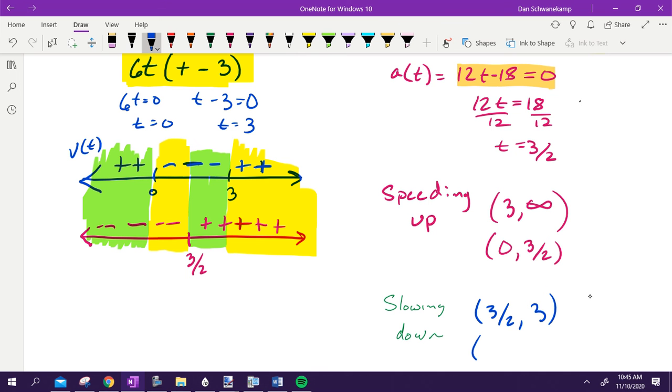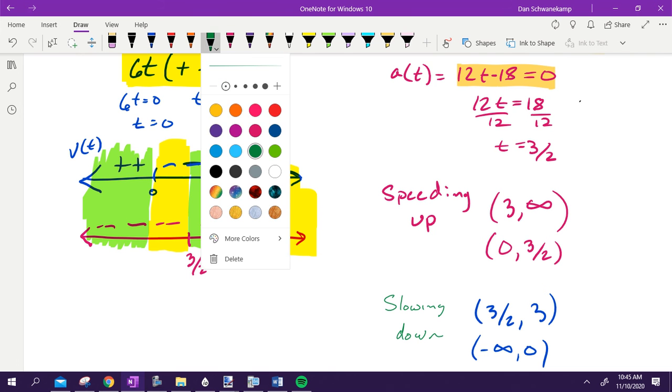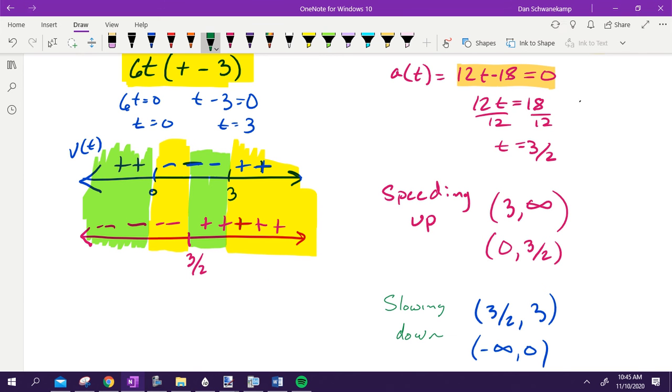So from negative infinity to 0. Questions on speeding up versus slowing down? We can do that with a graph. On a graph, we're good with that, but you don't need a graph either. It's just understanding what am I comparing, speeding up and slowing down, velocity and acceleration. Questions there?